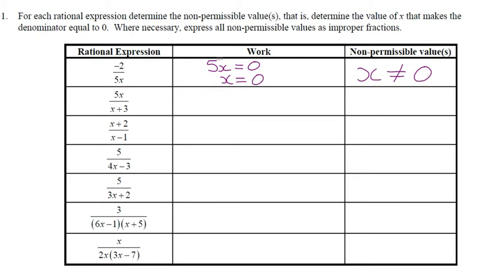Okay, next one, 5x over x plus 3. In this case, again, we're only interested in the denominator, right? We don't care about the numerator. So we'll say, well, the work is I want x plus 3 to be 0, which means that x is equal to negative 3, right? And so my non-permissible value, we say that x cannot be equal to negative 3. So when we state non-permissible values, it's always as a not equals.